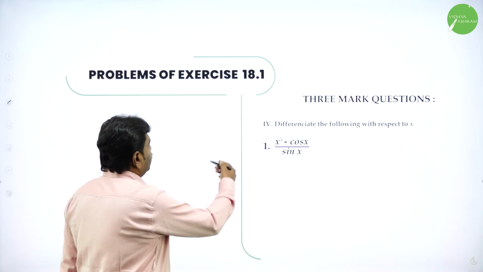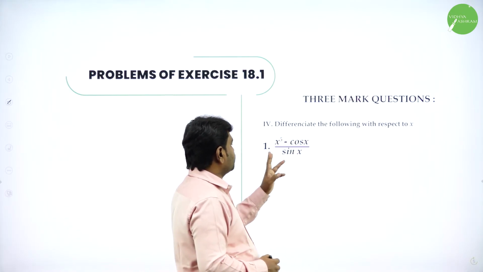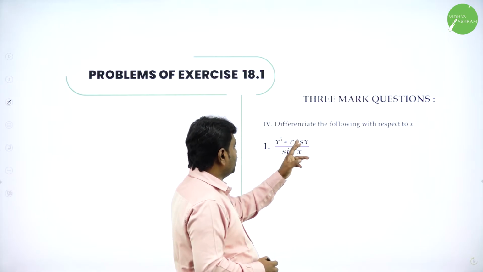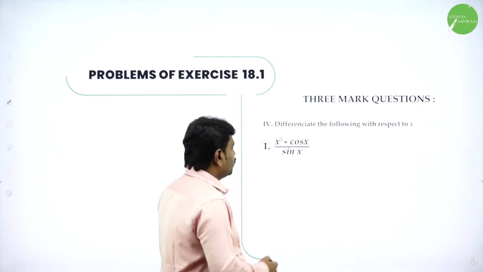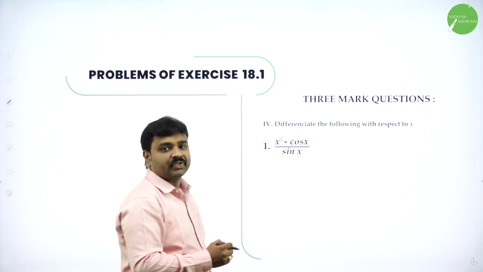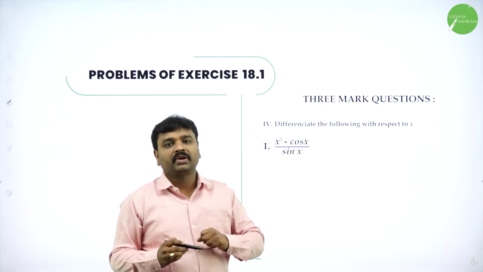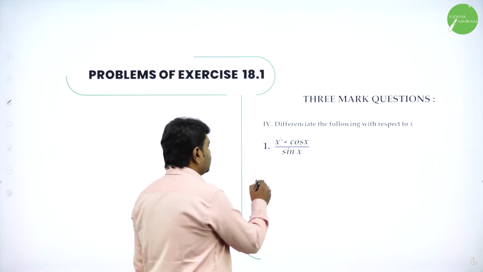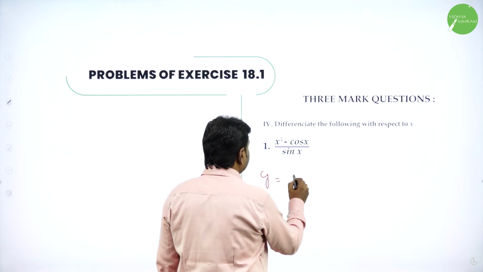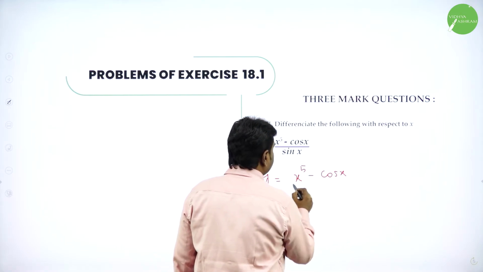Okay, now we will go ahead with 3 more questions. Differentiate the following with respect to x. The first one is x power 5 minus cos x by sin x. You can see this problem, it is in the form of numerator by denominator. All of you know, if the problem is in the form numerator by denominator, we are supposed to apply what? Quotient rule. First, let us take y is equal to x power 5 minus cos x by sin x.